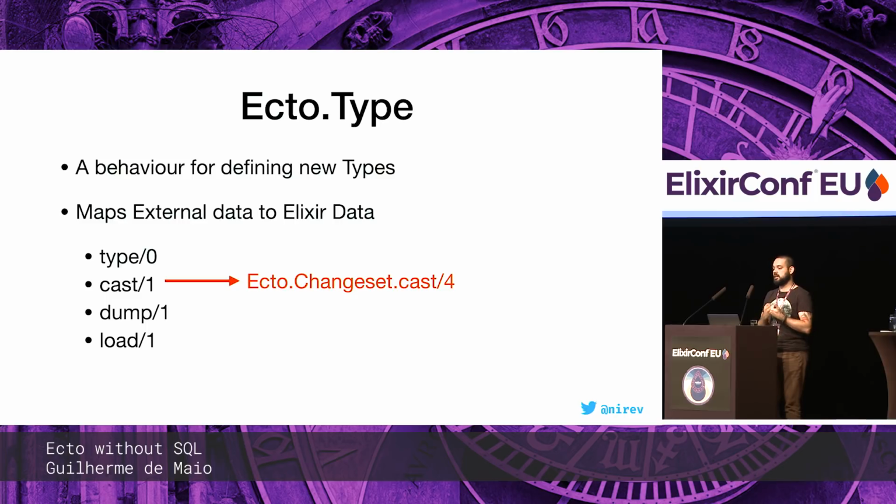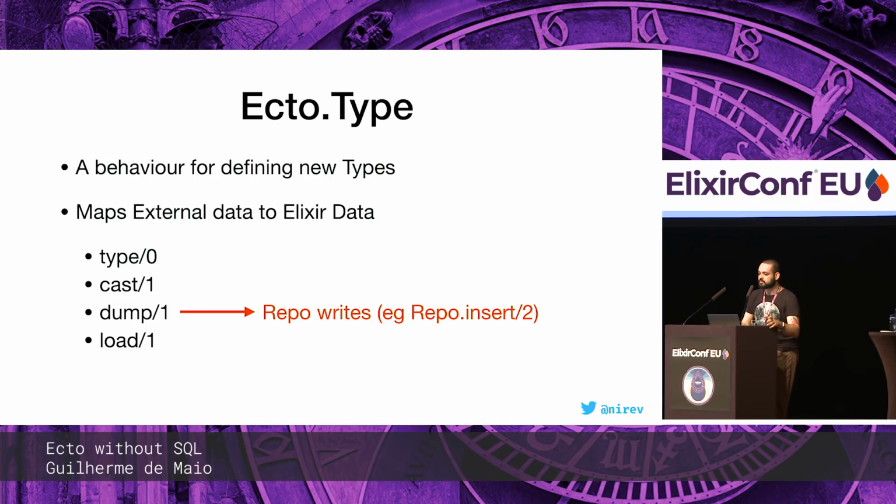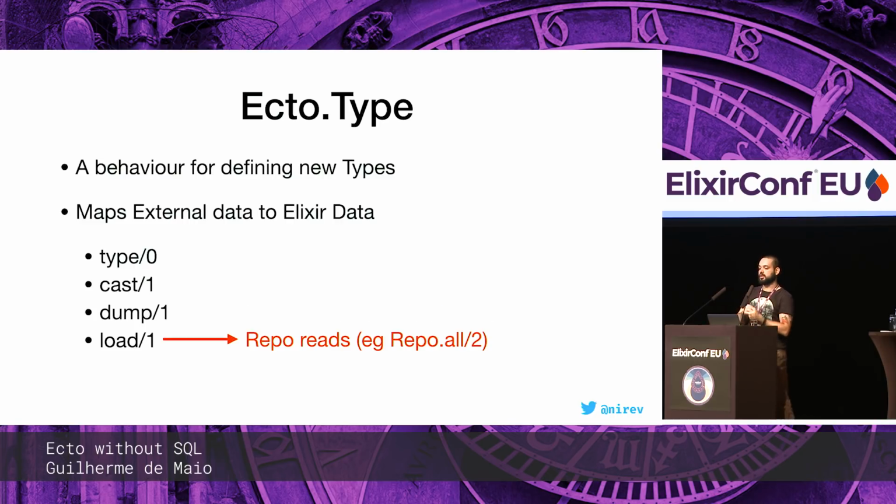Cast is when you're casting data, for example, with Ecto changeset cast. So you can take what is usually a string that you get from the external source and parse it and generate some Elixir struct. You can also cast within a query without the changeset, but that's not as used as changeset cast. Then dump is to transform the Elixir struct into what the repository expects, for example, when doing repo insert. And then load is the other way, when you're reading from the repository and you want to transform that information into your Elixir struct. So that's it.